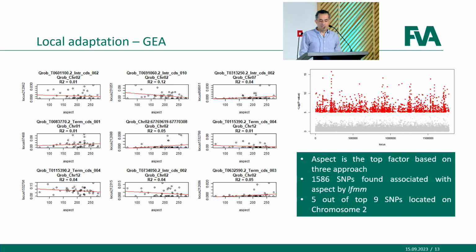And these are the top 9 significant associations we had. Aspect was the top factor based on 3 approaches. We have here 1,586 SNPs which were associated with aspect based on the LFMM. And a further remark: 5 out of 9 SNPs were located in chromosome 2.